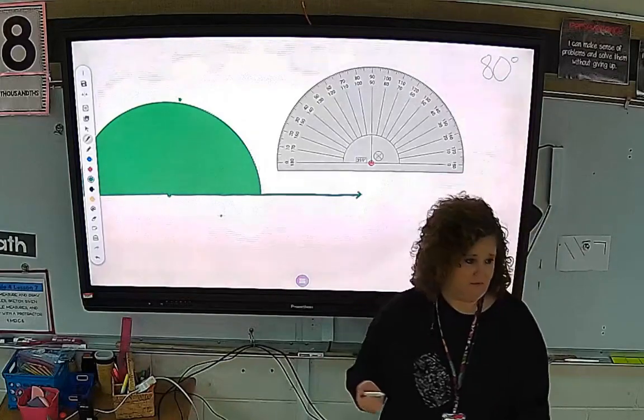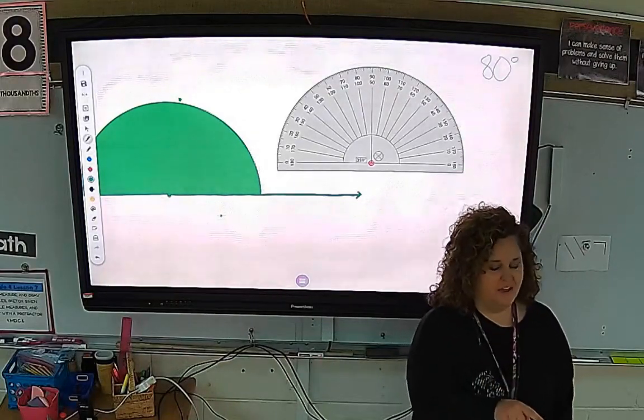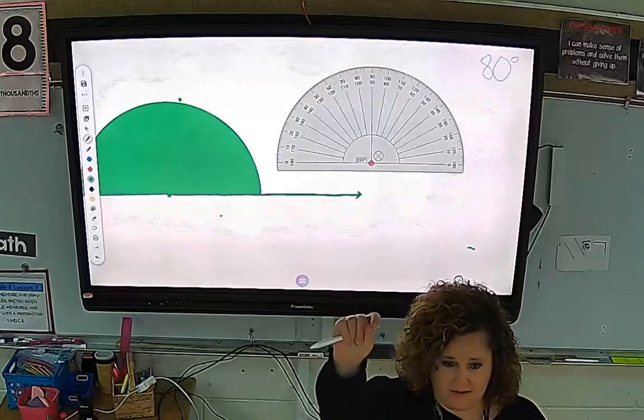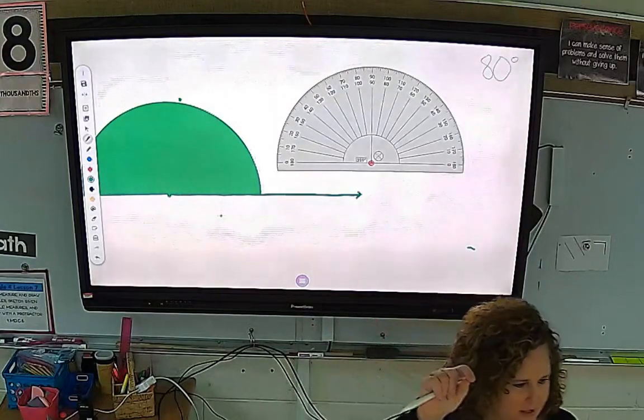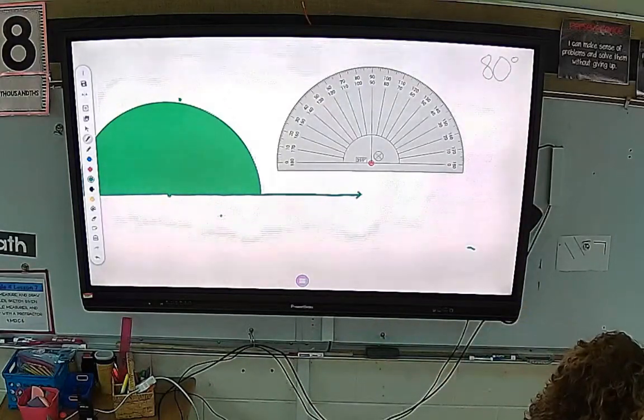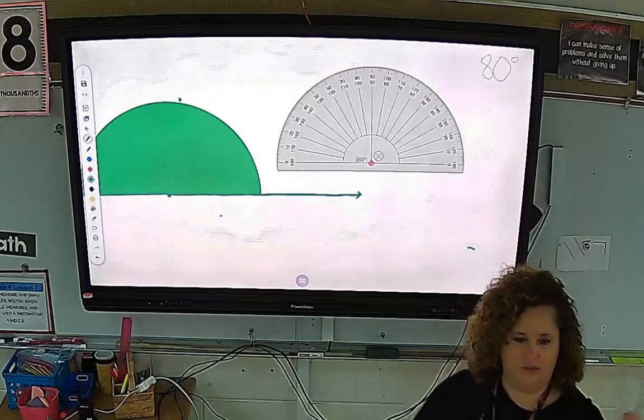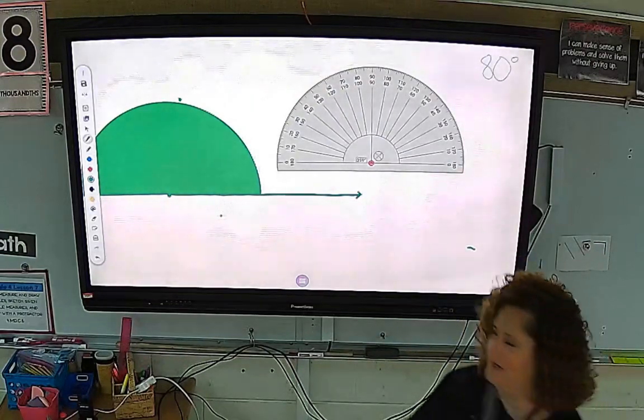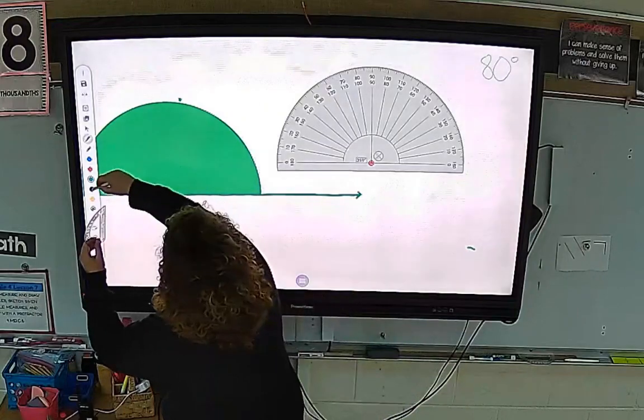Okay. Now you should have a ray and a dot. A ray and a point. Let's call it like it's supposed to be called. A ray and a point, right? A ray. Now I get to use this as a straight edge again. And I'm going to connect. I'm going to change to a different color so you can see it.